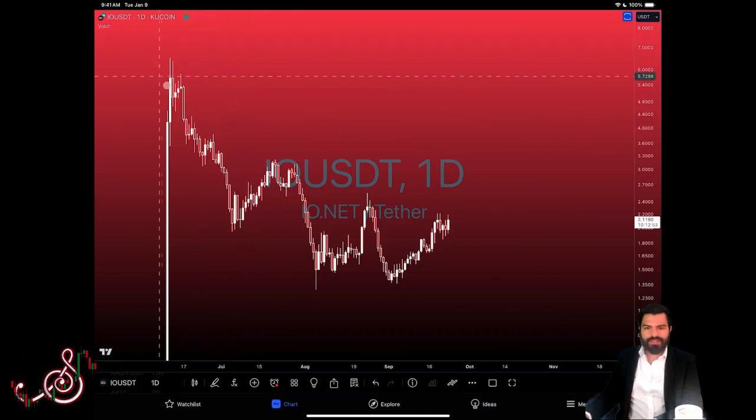Let's look at this one called IO.net. Let's do a little bit of core cluster on this area here. I just want to make sure I'm getting the right area.